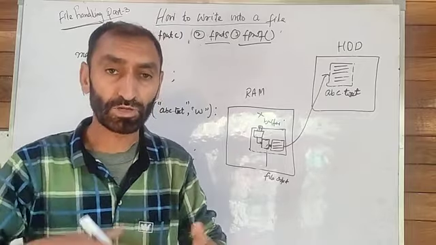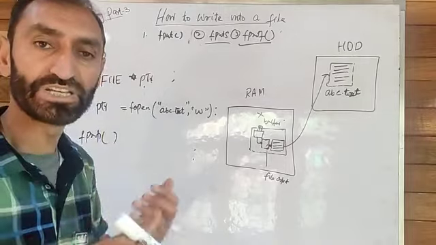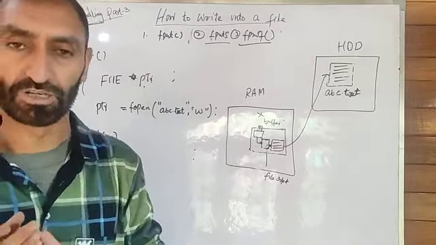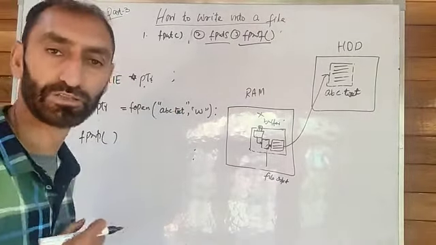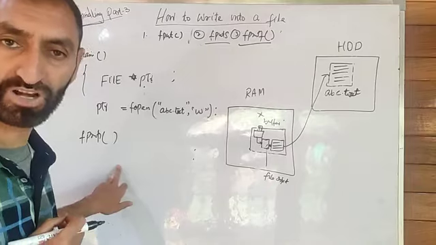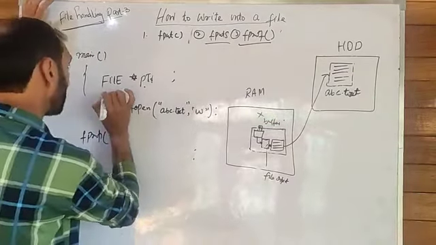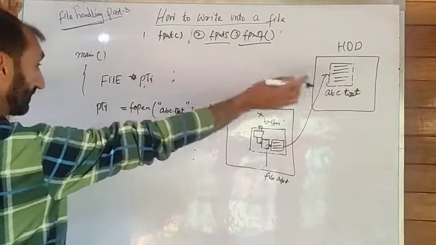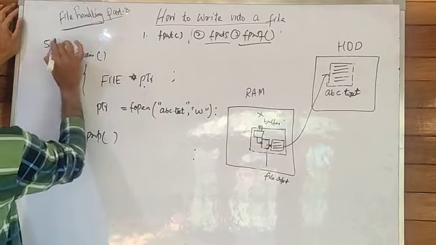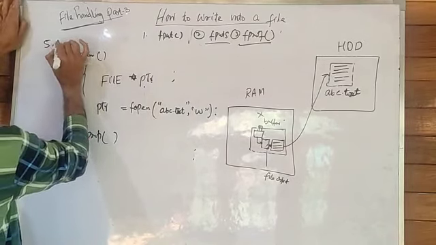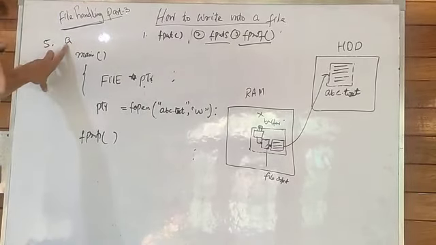If we want to write different types of data, that is integer, character, float, or string, into the file, at that time we use the fprintf function by using the format specifiers. Just like here, for example, I want to write in this file 5 and a. We know that 5 is an integer type and a is a character type.